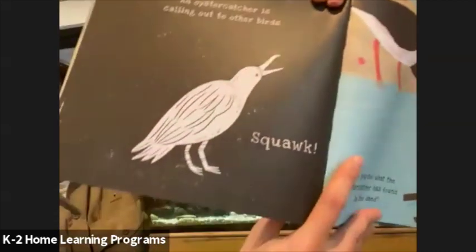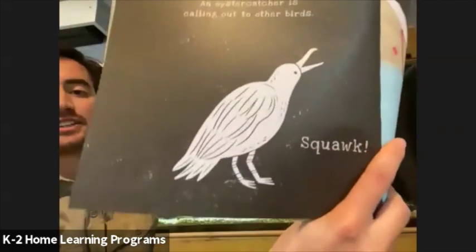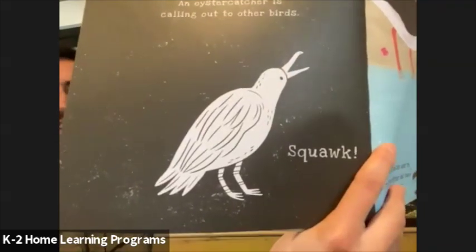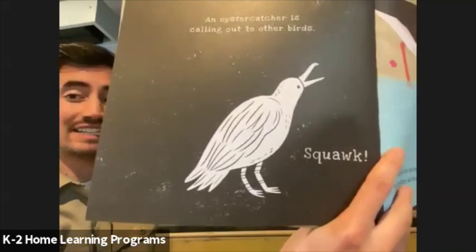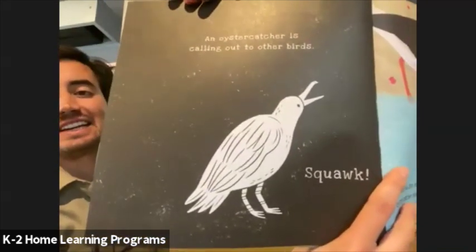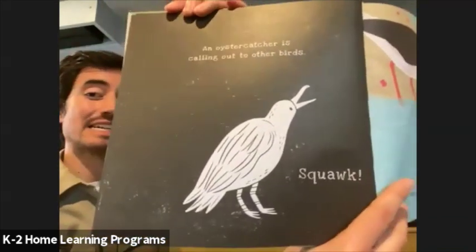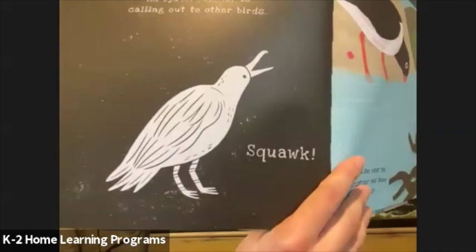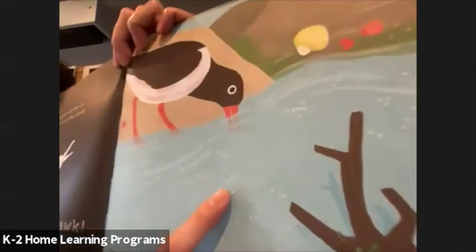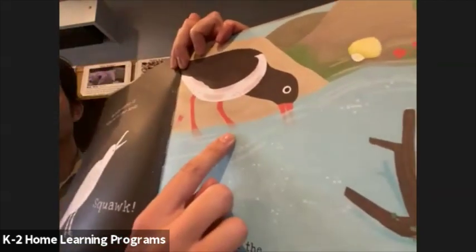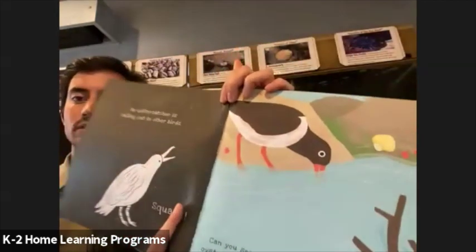Here's one last look at the oyster catcher. Contrary to its name, the oyster catcher really doesn't eat or catch a lot of oysters, but it does eat other shellfish, like mussels and clams, for instance. There's our oyster catcher, and they have that super orange beak and the orange feet. That's a good way to find them.